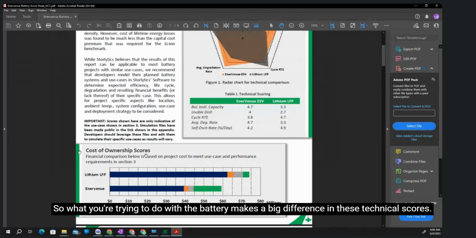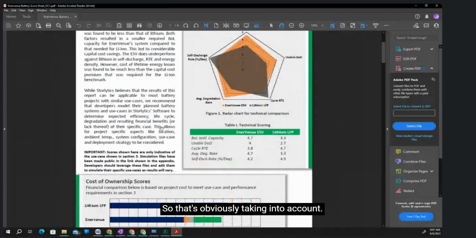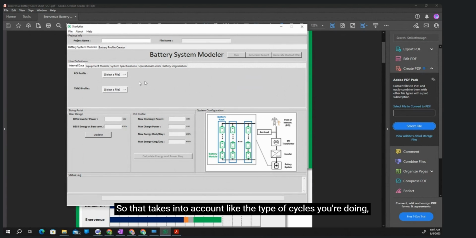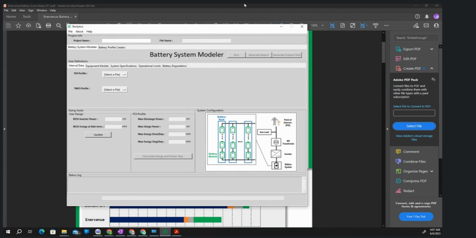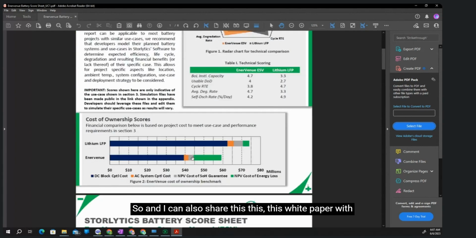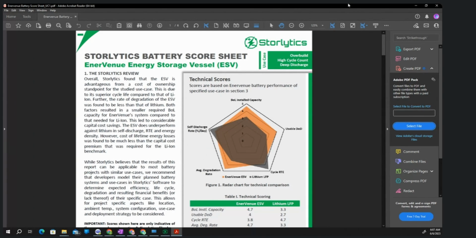So what you're trying to do with a battery makes a big difference in these technical scores. That's obviously taken into account in our tool through the time series dispatch profile here. We're calling it the POI profile. That takes into account the type of cycles you're doing, how often, and gives you the analytics we'll go over today. Right. And I can also share this white paper with you after our call if you want to dig into it more. Thank you.